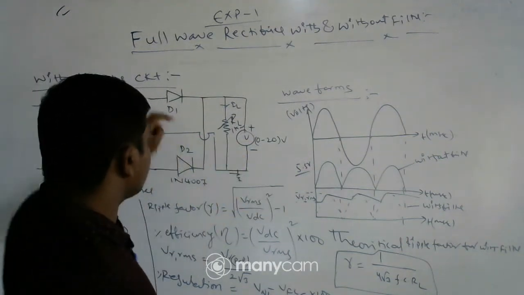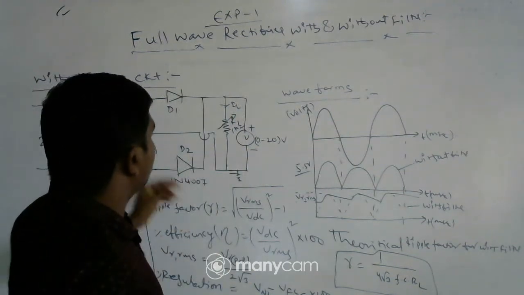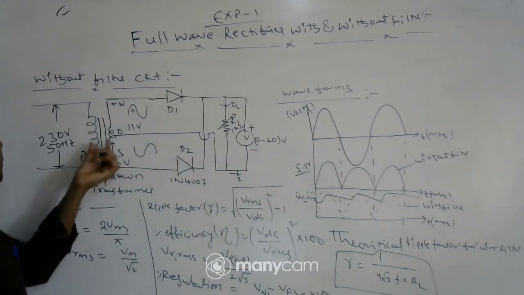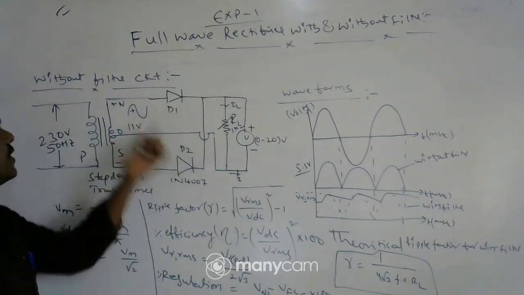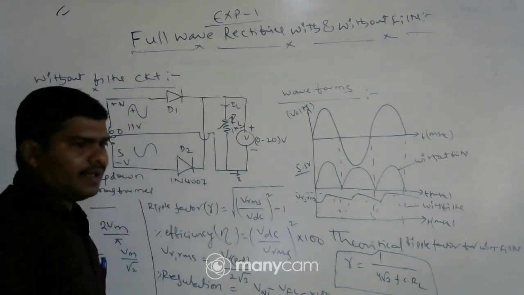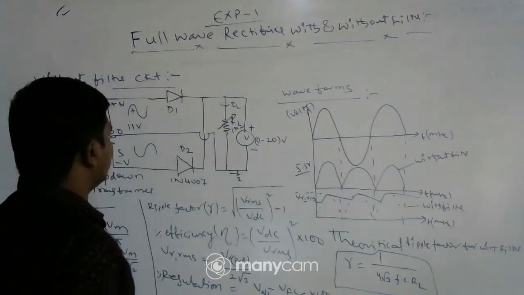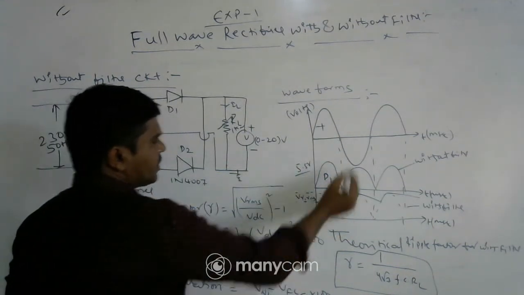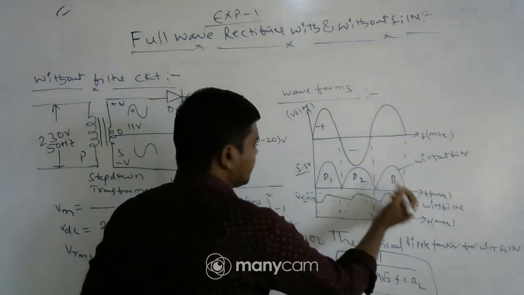We already discussed the theory of this experiment. Whenever we give the input voltage, the transformer, based on the turns ratio, generates the secondary voltage. We give the 11 volts secondary voltage to the full wave rectifier. The D1 and D2 diodes conduct for every half cycle: for the positive half cycle the D1 diode is forward biased, and for the negative half cycle the D2 diode is forward biased. Like this you will get the output.